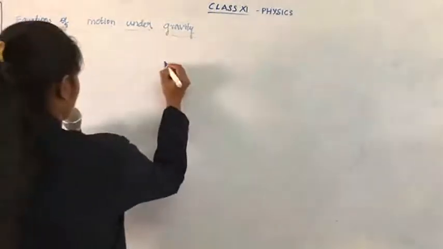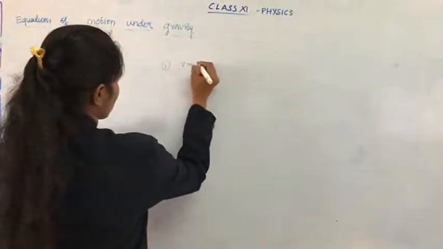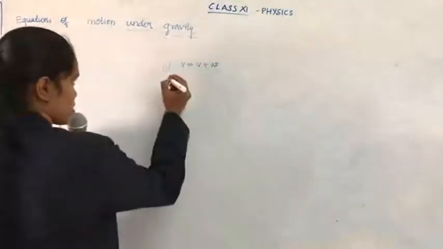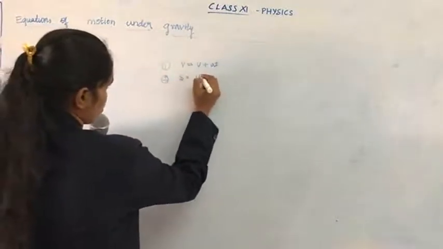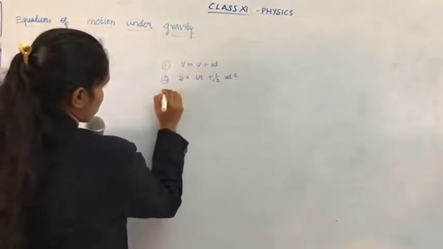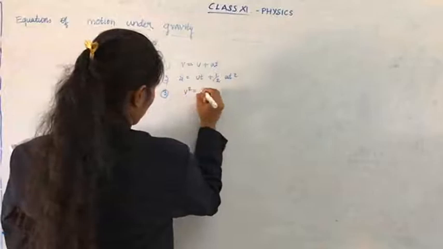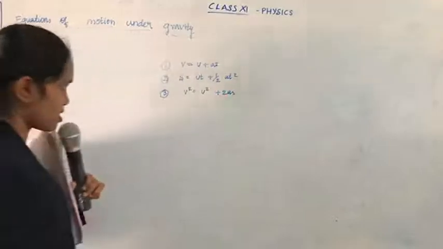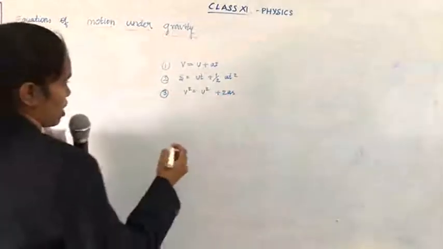Write the equations of motion. The first equation is V equal to U plus AT. This is the first equation. The second one, S equal to UT plus half AT square. And the third one is V square equal to U square plus 2AS. These are the three equations of motion.